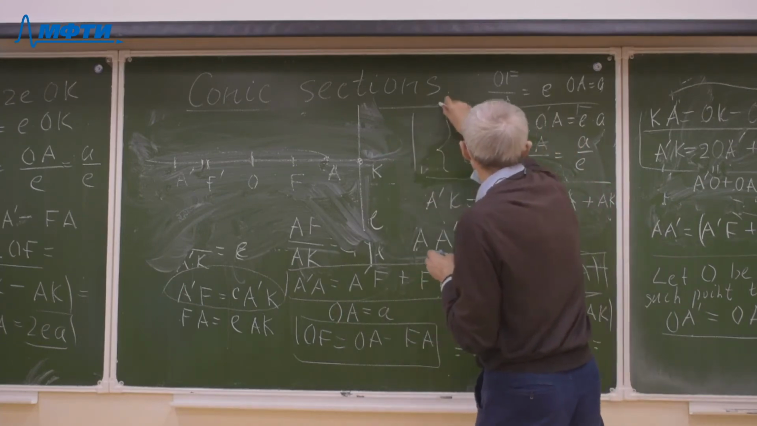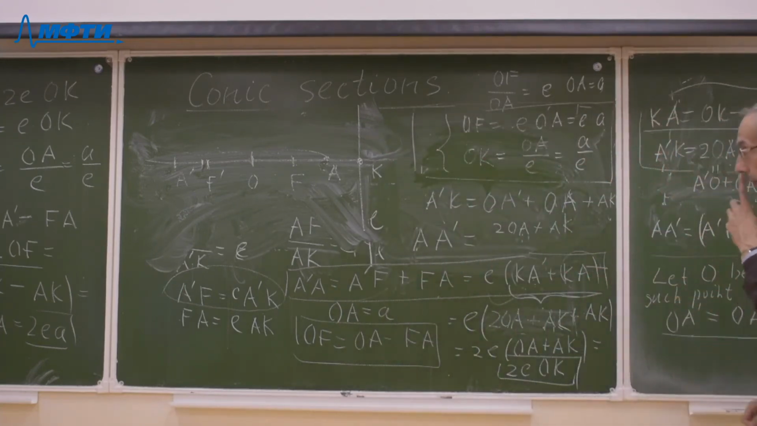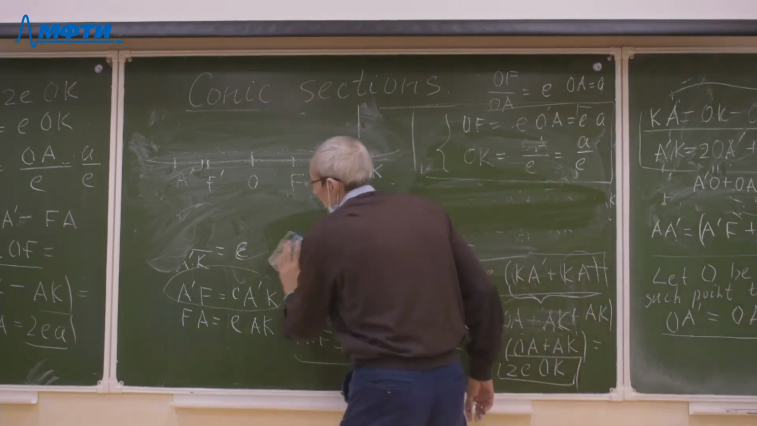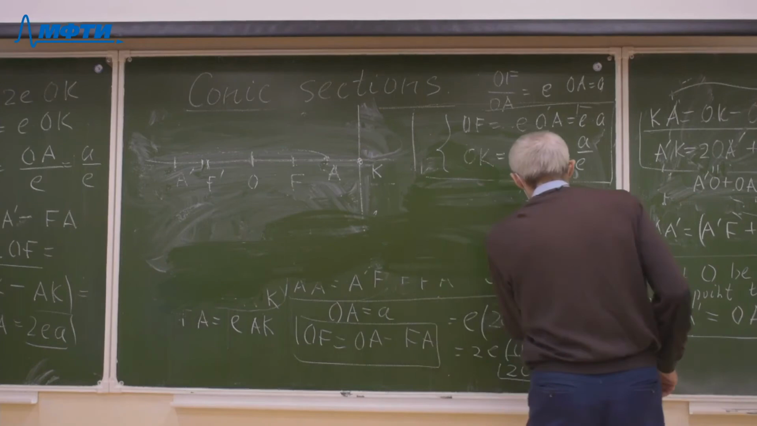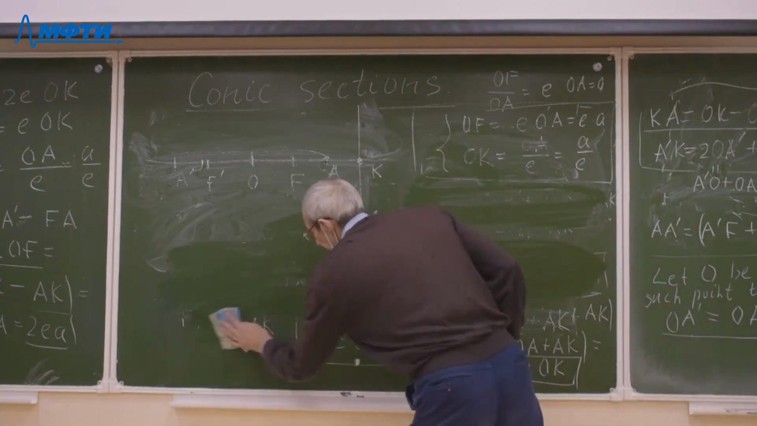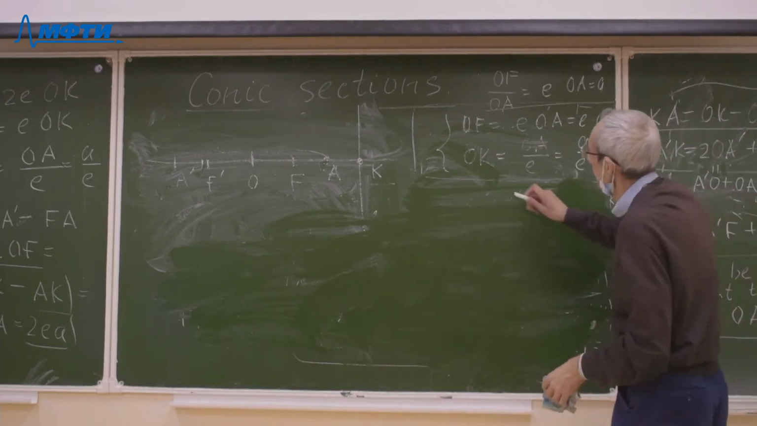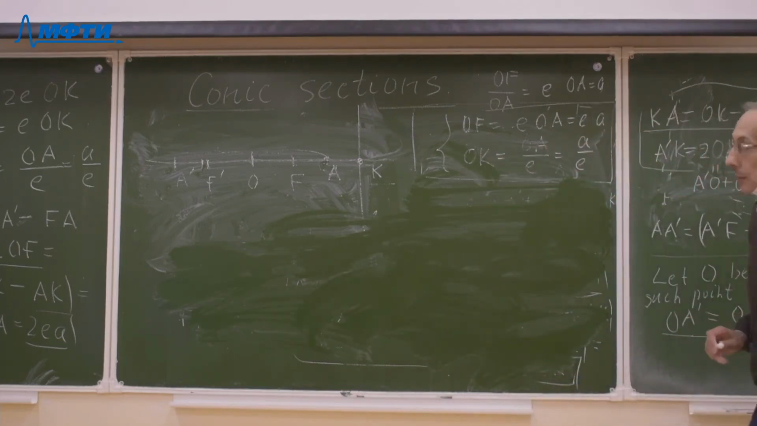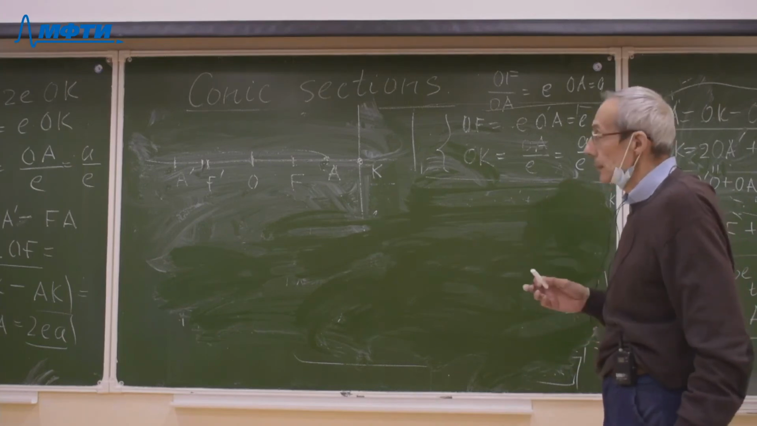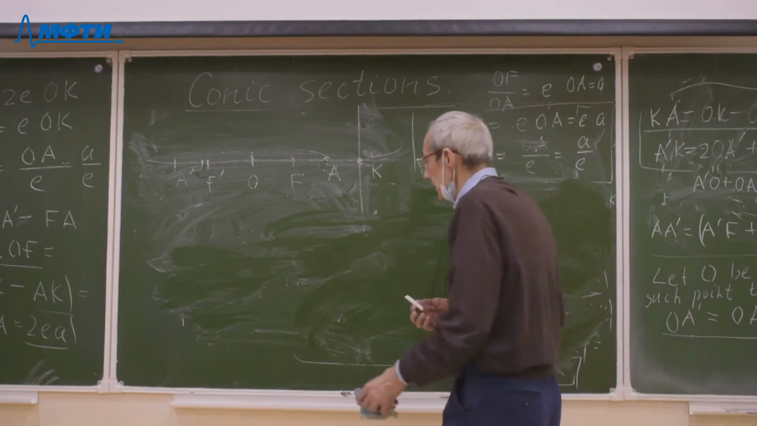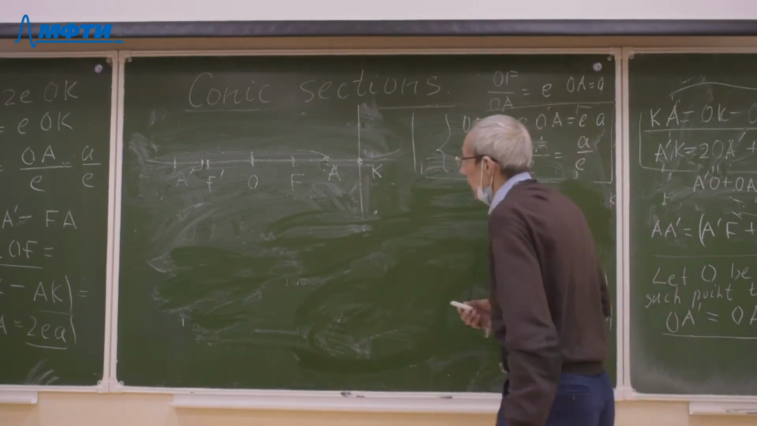We have the following picture. After these two steps, we can deduce the equation for our curve. We have two basic ratios. We will use these formulas and deduce the formula for our curve.